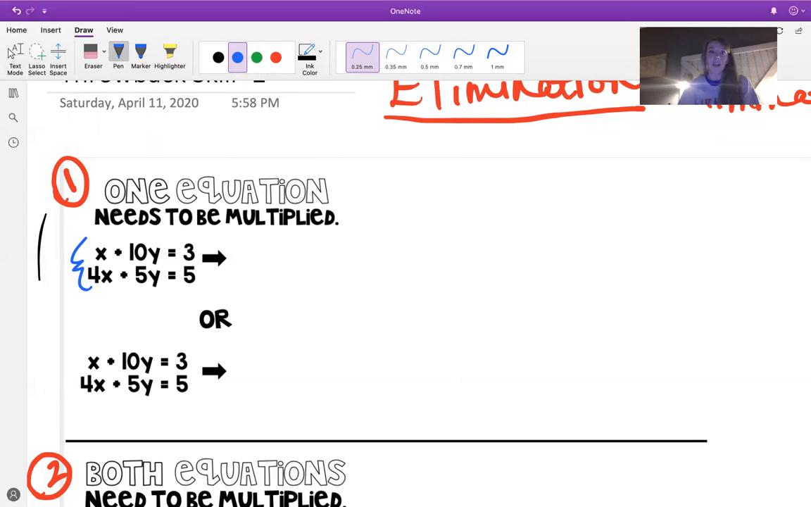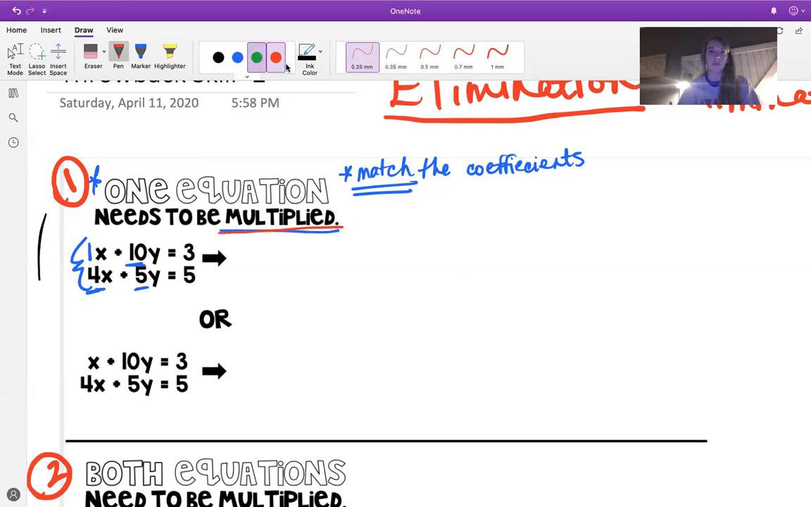All right, but if we look up here at this little tip, it says that one of the equations needs to be multiplied. Okay, because what you're trying to do is you're trying to match the coefficients. Now that spelling's probably wrong, but remember the coefficient is just that number in front of a variable, and when there's not a number in front of a variable, it's understood to be 1. Okay, so we're trying to match those in both of our equations. Okay, so you do that by multiplying them.